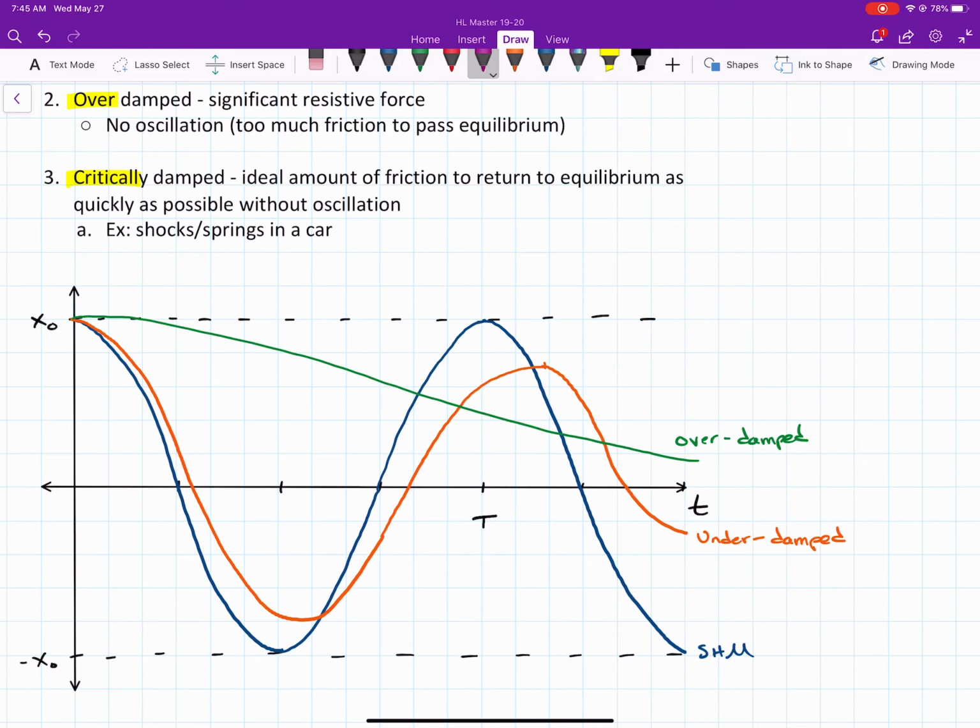Now, that could look like a couple of things. Sometimes you'll see this as it just goes right to equilibrium and then just stops and stays right there. Again, this is like shocks in your car. Somewhat of an analogy is those soft-close drawers in your kitchen. We don't want the silverware drawer to slam, so that might be something that's critically damped, or like a really well-tuned screen door that closes quickly but doesn't slam into the door frame. So this is critically damped.